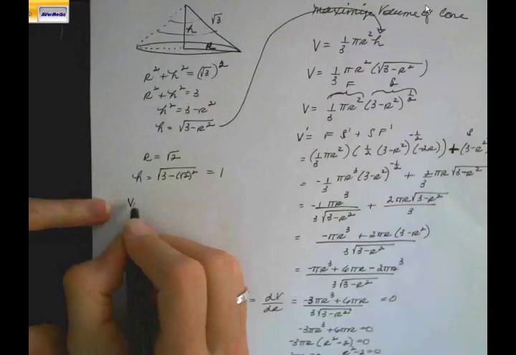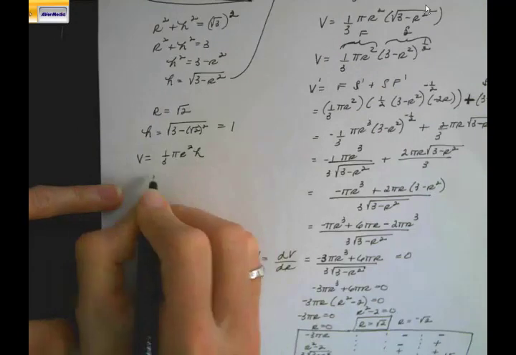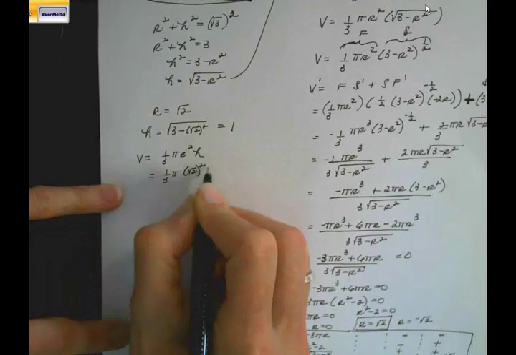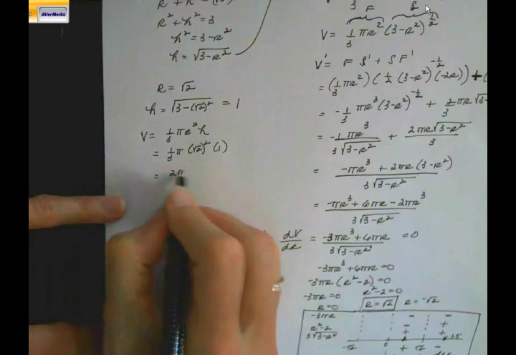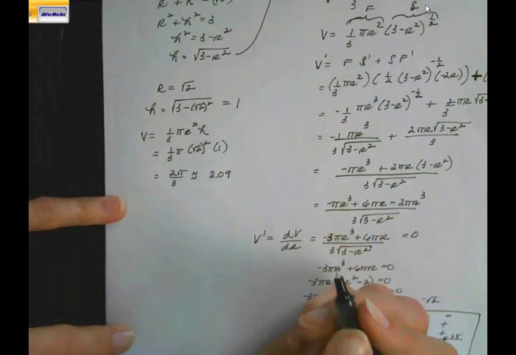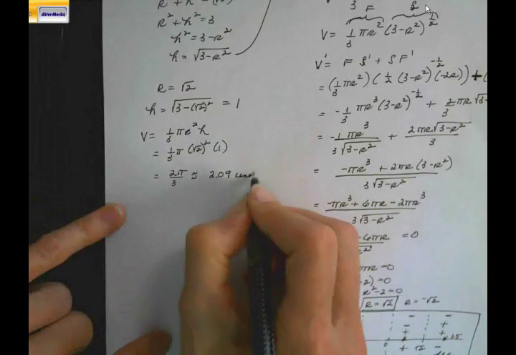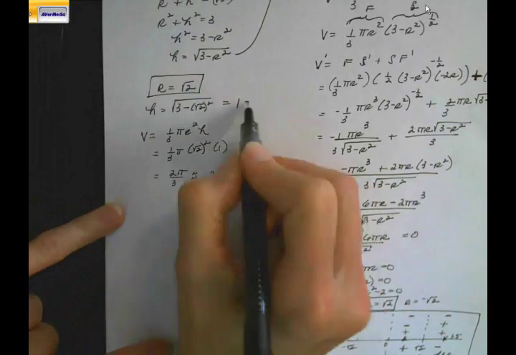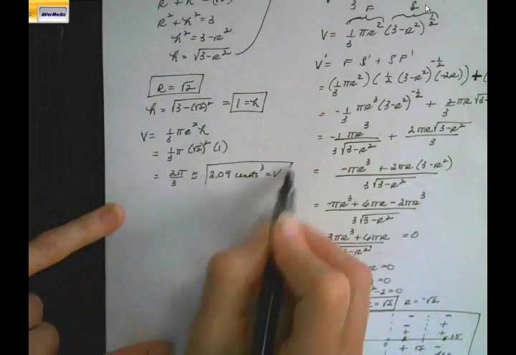And then the volume would be 1/3 pi r squared times height, which is 1/3 pi times square root of 2 squared times 1, which is 2 pi thirds, which is approximately 2.09 units cubed. It didn't tell us what units we were in, so we'll just say cubic units. There's your answers.